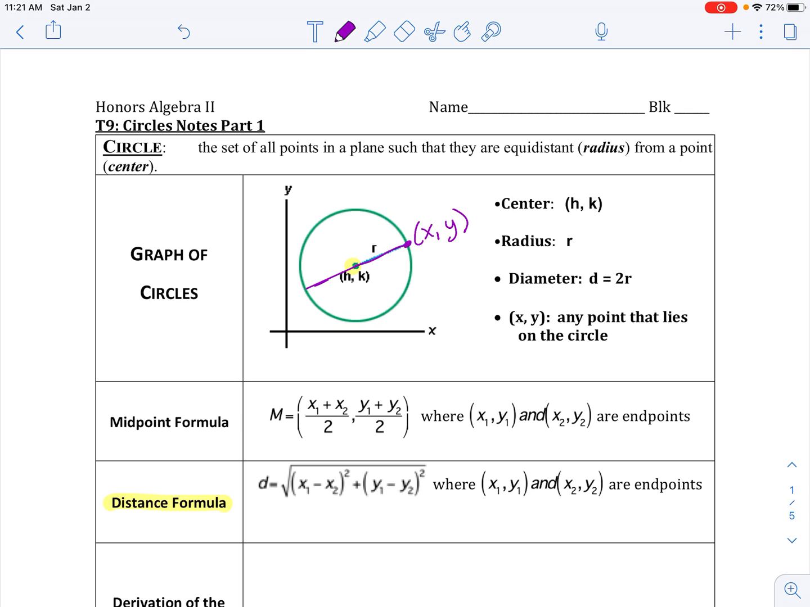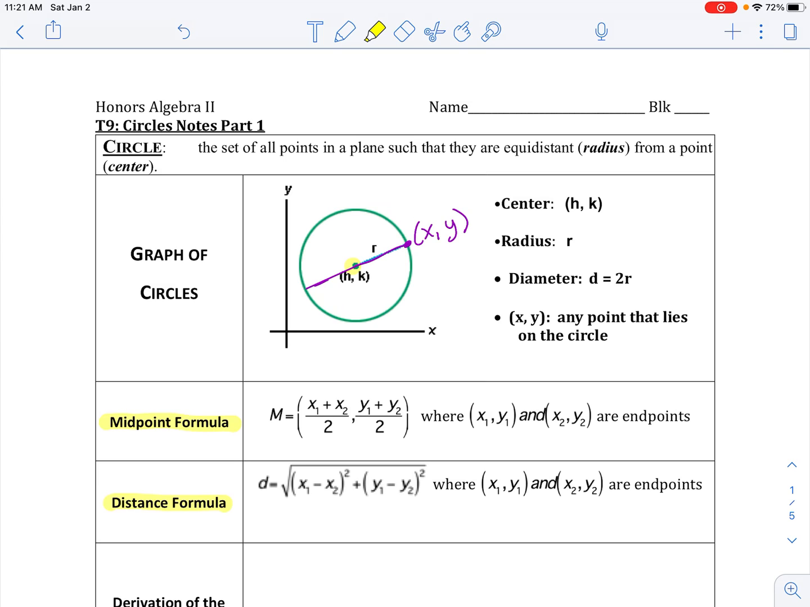What is important also to note in this circle is that the center point of the circle is the midpoint of the diameter. So you see I've put the midpoint formula also in this chart. The midpoint formula helps you to locate that middle point of the diameter, which represents the center point of the circle.